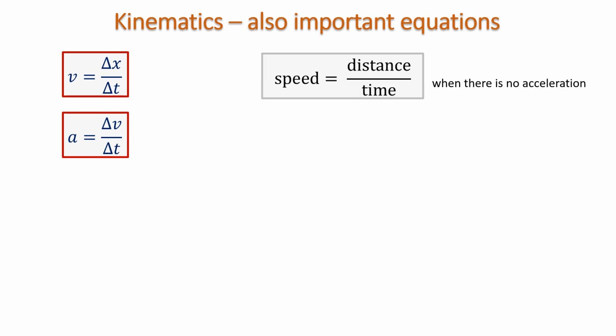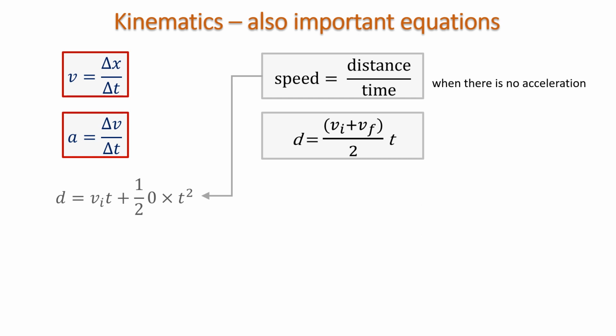Another important equation is speed equals distance by time. This we all have studied in secondary school, and this is valid when there is no acceleration. This can be reduced from our equations of motion, namely the second one. Displacement is equal to Vit plus half at square. Make acceleration 0, and the expression will reduce to this formula.